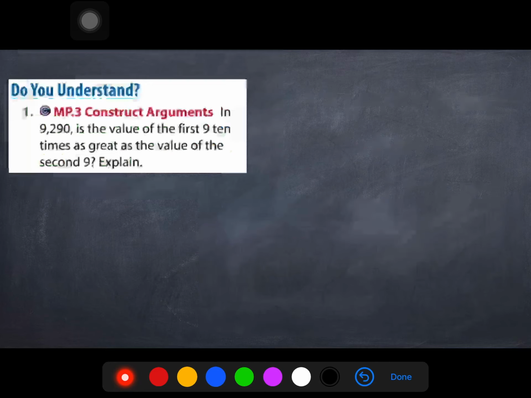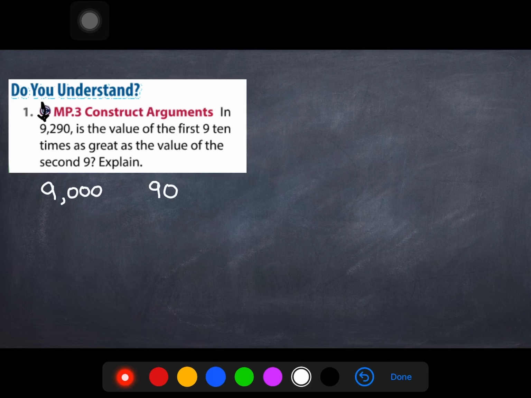In 9,290, is the value of the first 9 10 times as great as the value of the second 9? So when we say first 9, we're doing that by how you read the number. This would be my first 9 because I'm reading that number. So is that value 10 times as great as the second 9? You may be able to reason it, but let's look. The value of the first 9 is 9,000. The value of the second 9 is 90.